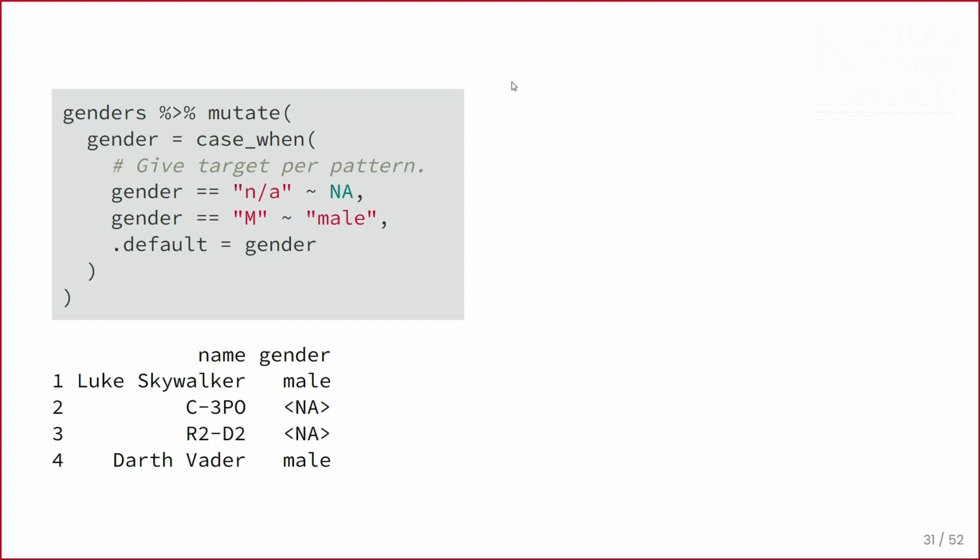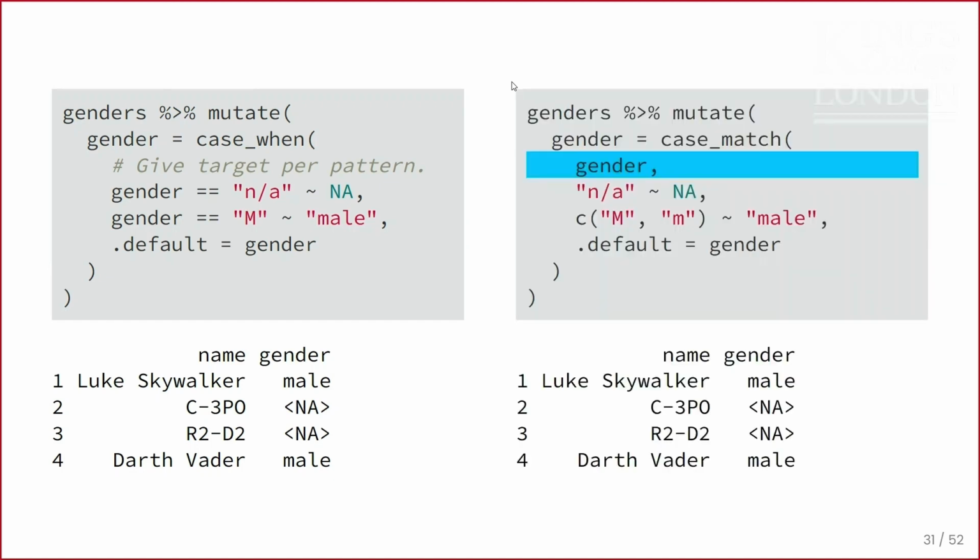This is a very general purpose tool in the sense that the stuff that goes into that logical predicate can be anything within your data. So you can reference other columns in your data, you can reference global variables. It's overkill for this particular application. So we have case match.